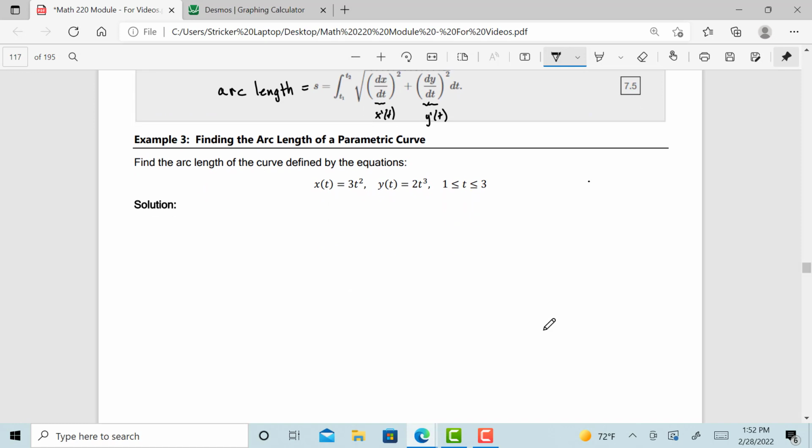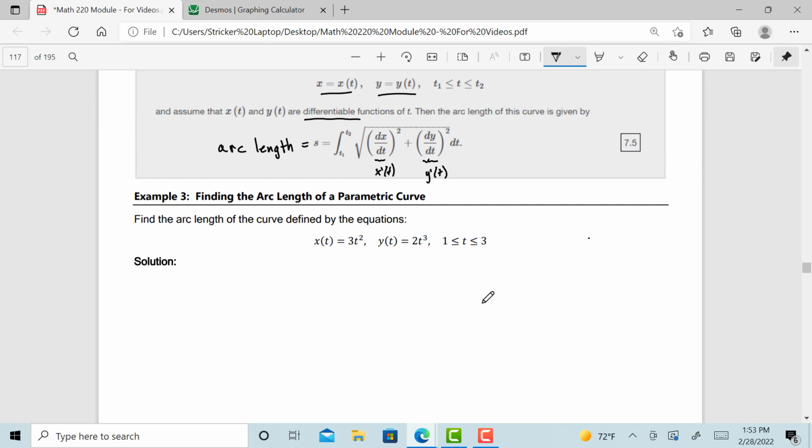Find the arc length of a curve defined by the equations, and it says x of t is 3t squared, y of t is 2t cubed, t goes from 1 to 3. So again, this is just a straightforward application of the integral, so we do need to know what dx/dt is. dx/dt is the derivative of 3t squared, which is 6t, and dy/dt is going to be, oh no, that will be 6t squared.